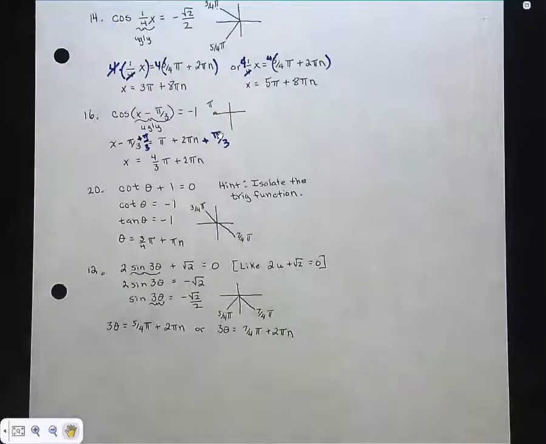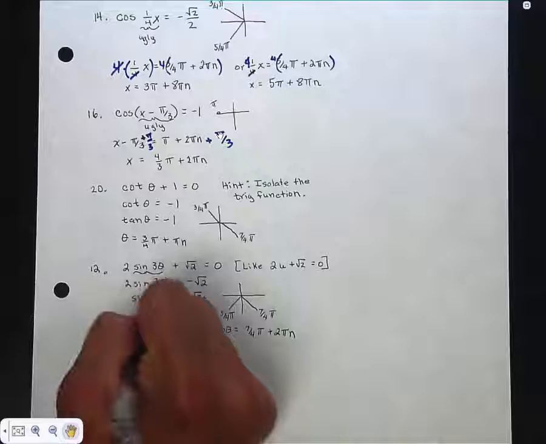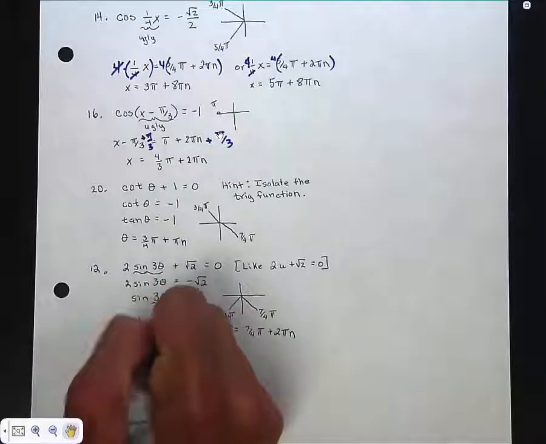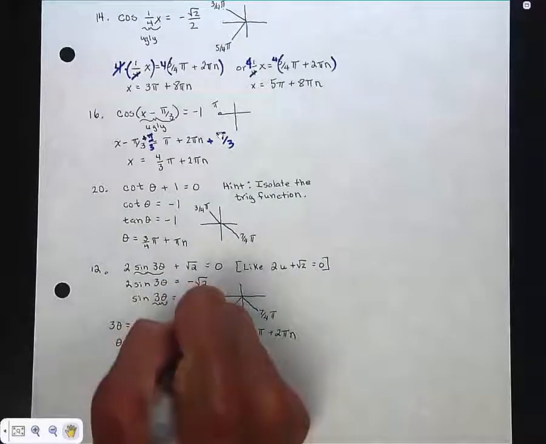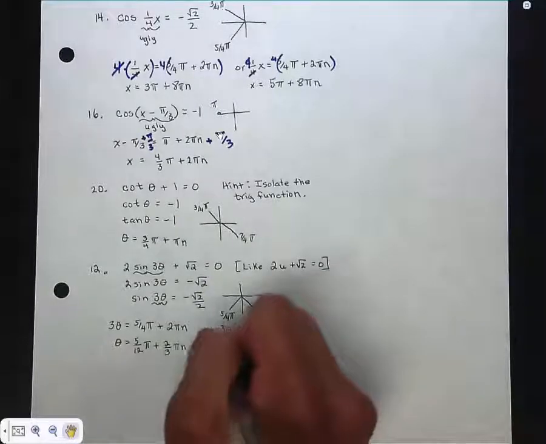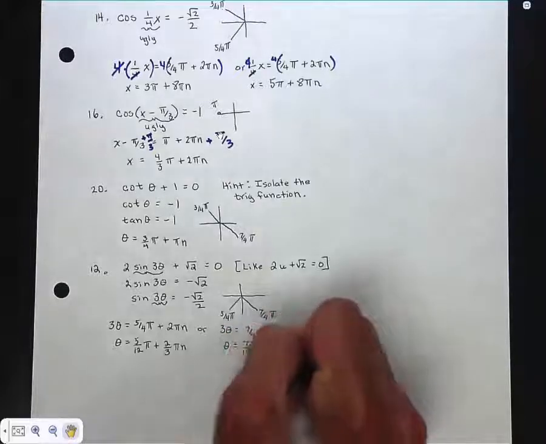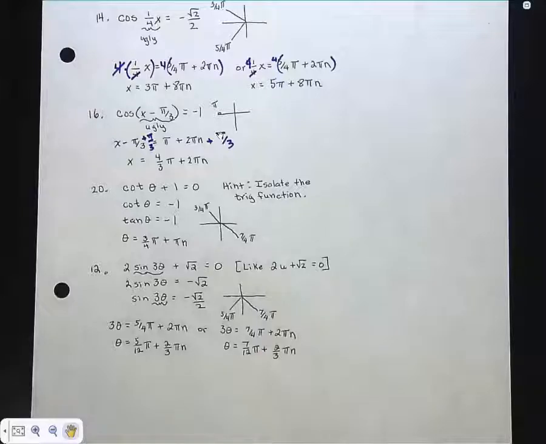To solve for theta, just divide both sides of both equations by 3. Theta is 5/12 pi plus 2/3 pi n for the first set of solutions, or theta is 7/12 pi plus 2/3 pi n for the second set of solutions.